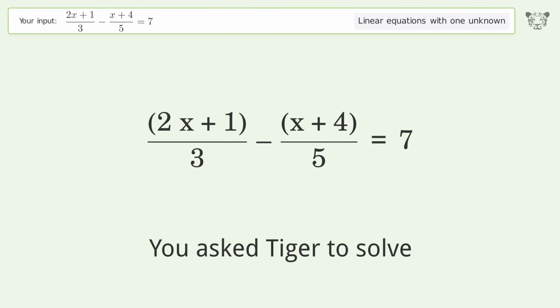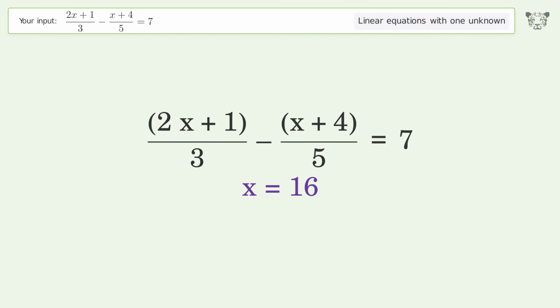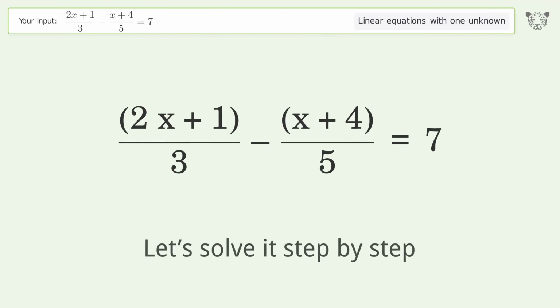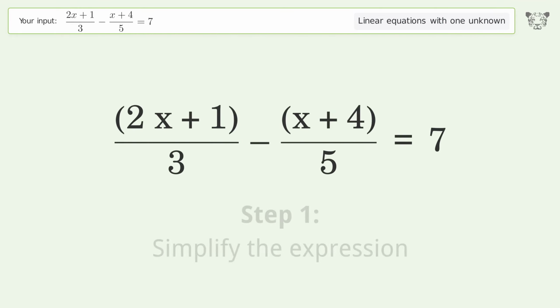You ask Tiger to solve this. It deals with linear equations with one unknown. The final result is x equals 16. Let's solve it step by step. Simplify the expression. Break up the fraction.